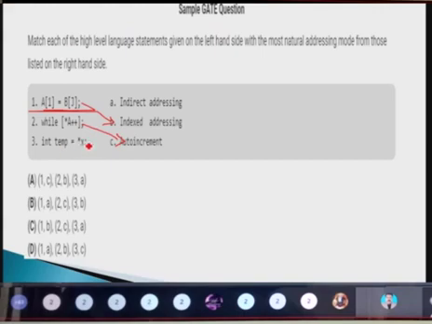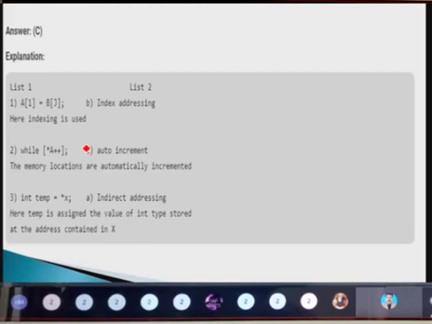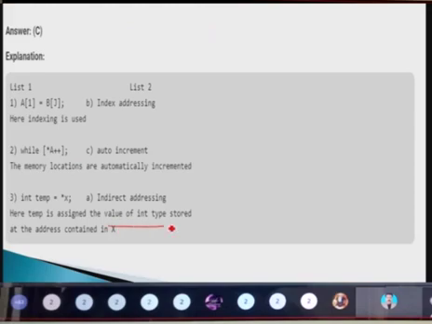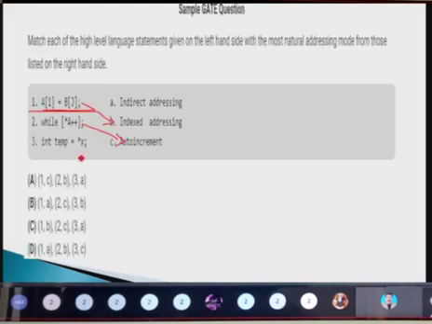Next, int temp equal to star x. Here, the third one, temp is assigned the value of int type, which they have given here also, and that is stored at the address which is contained in x. So it is indirectly that we are moving that value. So this will belong to the indirect addressing mode. So 1B, 2C and 3A. So the option is, the answer will be C.